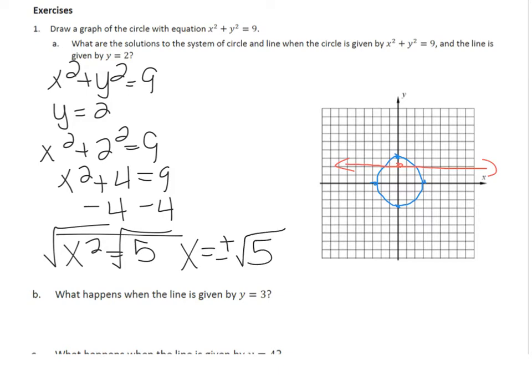So our solutions are going to be positive square root of 5, and our y was 2. And my other solution is going to be negative square root of 5, and again, positive 2 for our y value. So those are the points of intersection on our graph. Go ahead and try questions B and C on your own, and let's jump right to question 2.